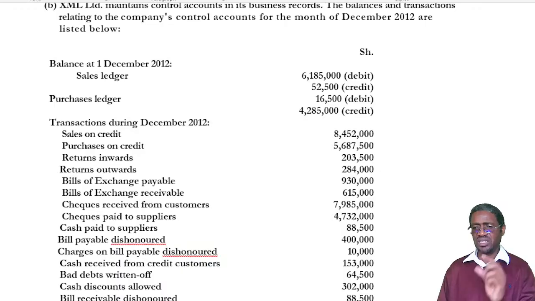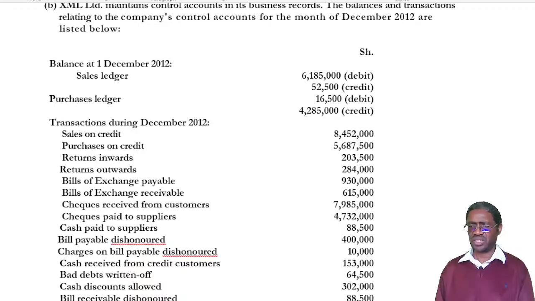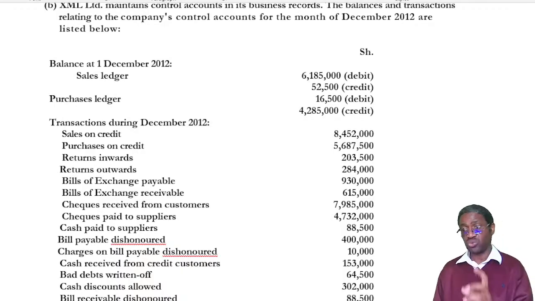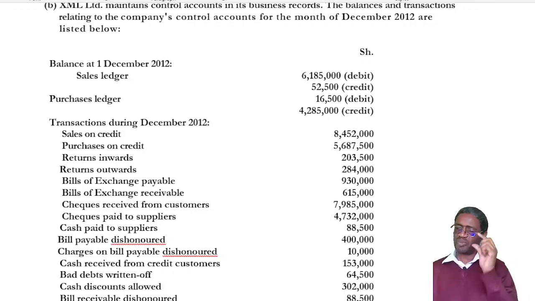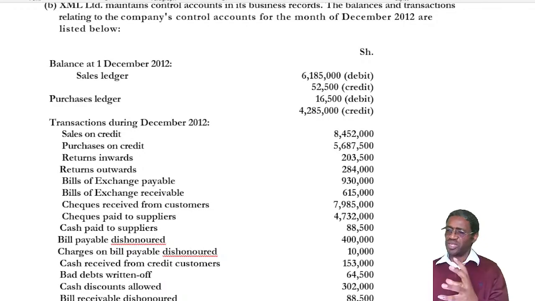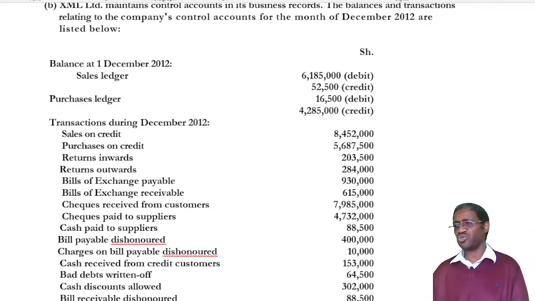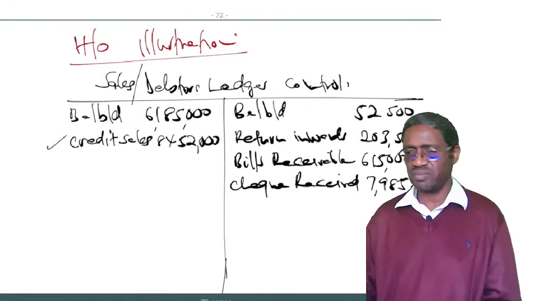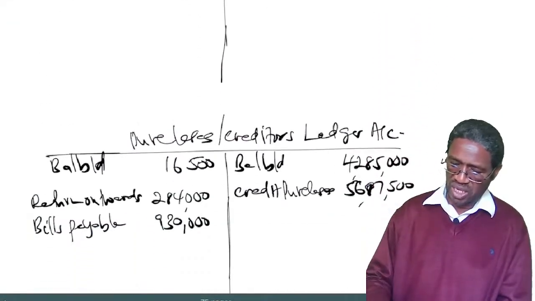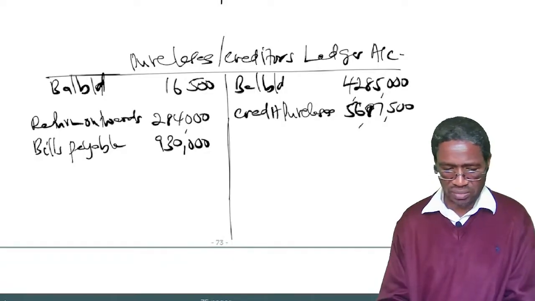We can see checks paid to suppliers. We have just bought goods on credit from our suppliers and we owe them. Now we are paying them. Reduce what you owe to them. So come to your creditors control. Pay them. So we come here and say checks paid.